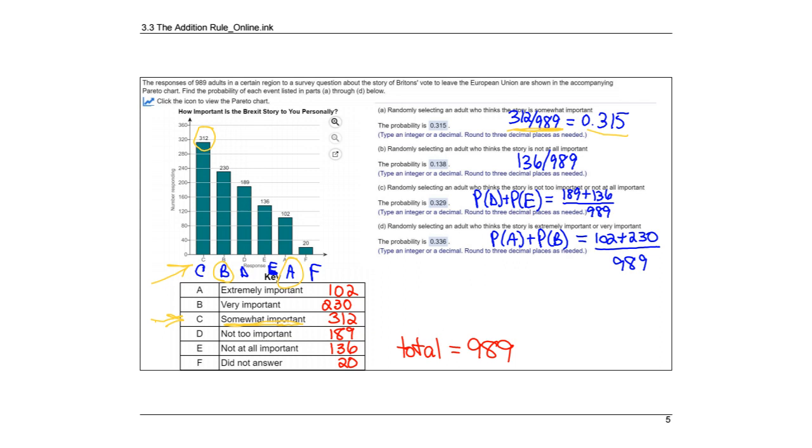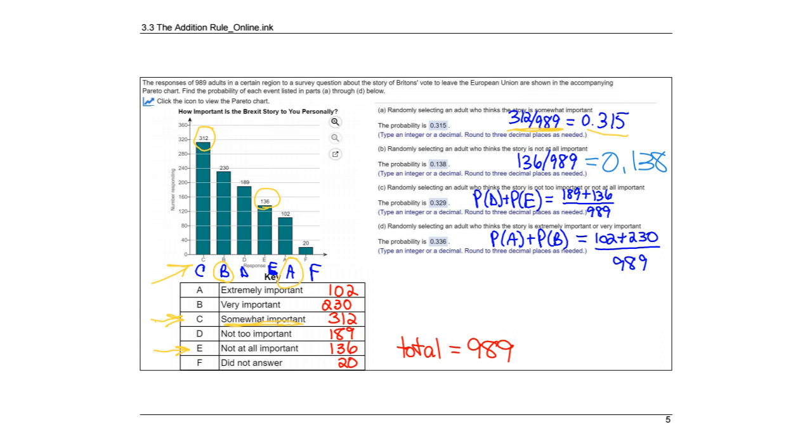Then they say randomly selecting an adult who thinks the story is not at all important. Well, not at all important is down here. It's E. And if we find E, 136 people said it was not at all important. So put 136 over 989. Put that in your calculator and you get 0.138.